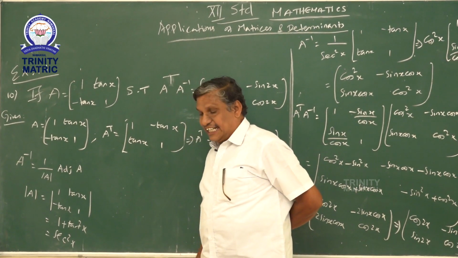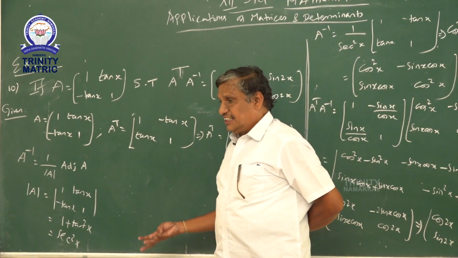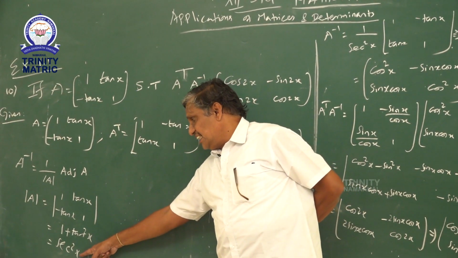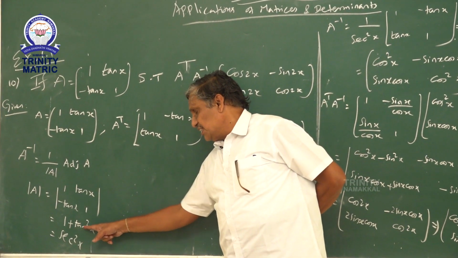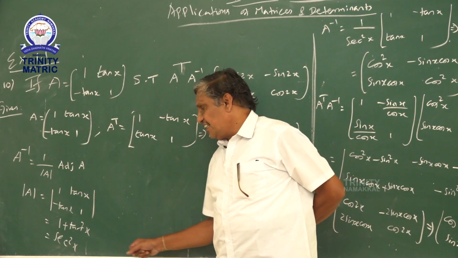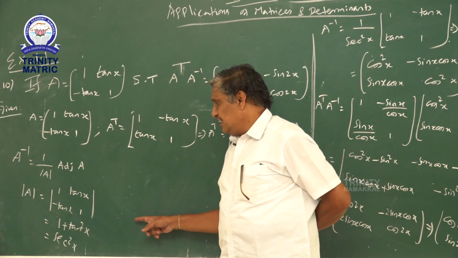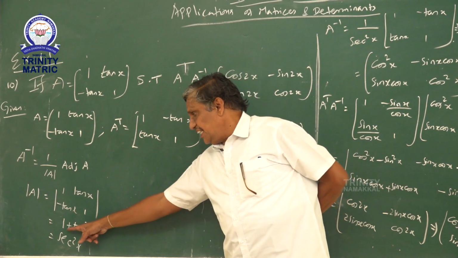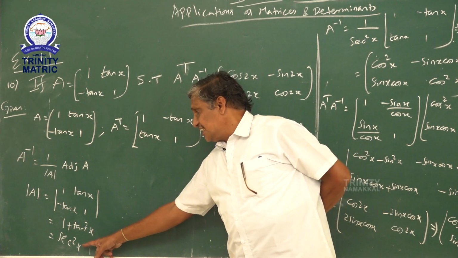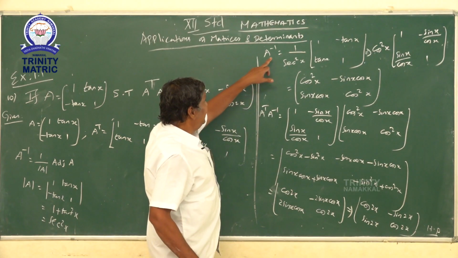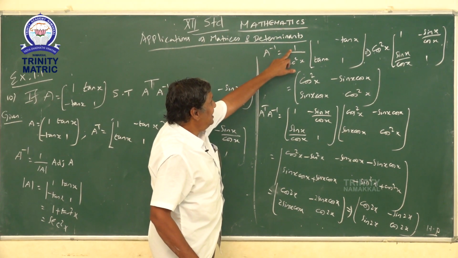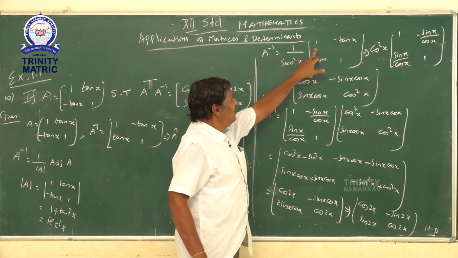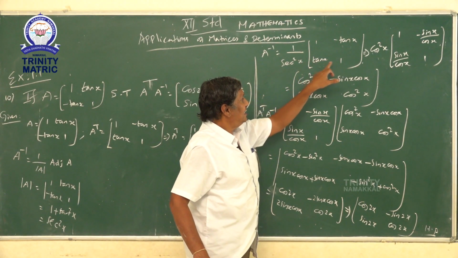We are familiar with three identities. What are they? Sin square theta plus cos square theta is equal to 1. 1 plus tan square theta is equal to secant square theta. 1 plus cot square theta is equal to cosecant square theta. Here we are using 1 plus tan square x is equal to secant square x. So A inverse is 1 by secant square x, into 1 minus tan x 1.